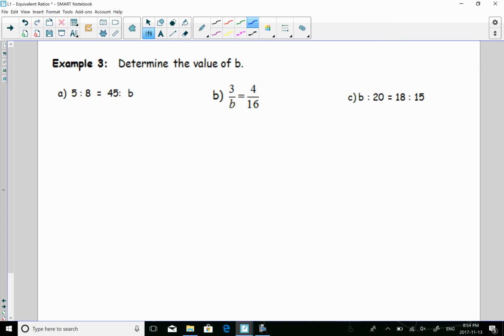Determine the value of b. So first step is always to write as a fraction. So 5/8 equals 45/b. So cross multiply. 5 times b is 5b, and then 8 times 45, that's 5b equals 360. Divide both sides by 5. So b is equal to 72.